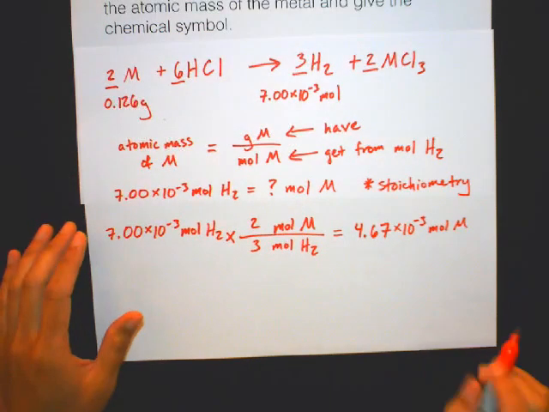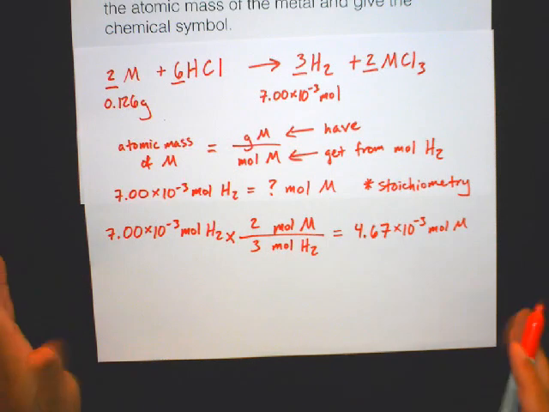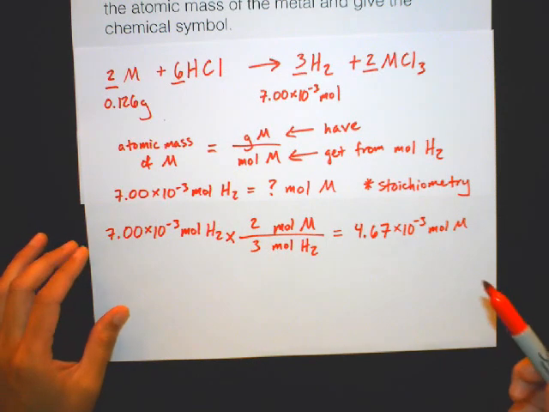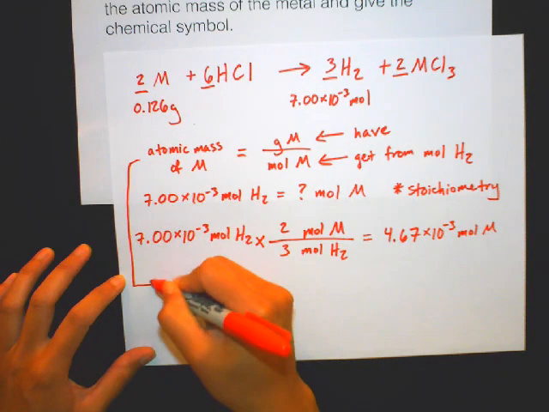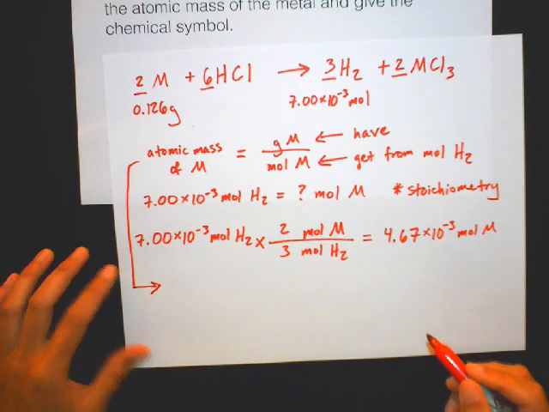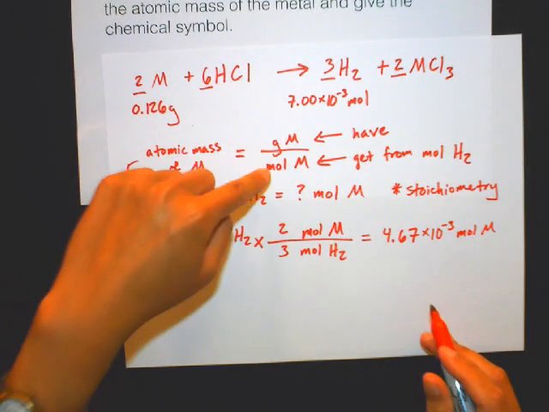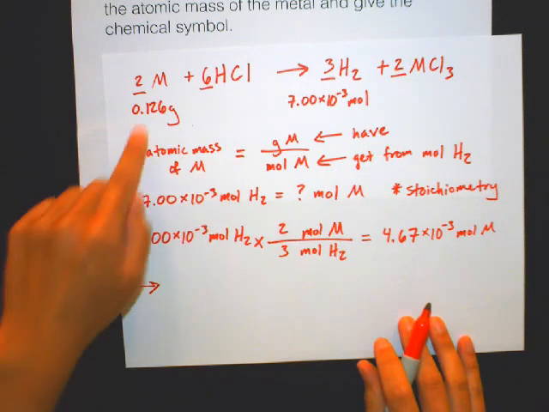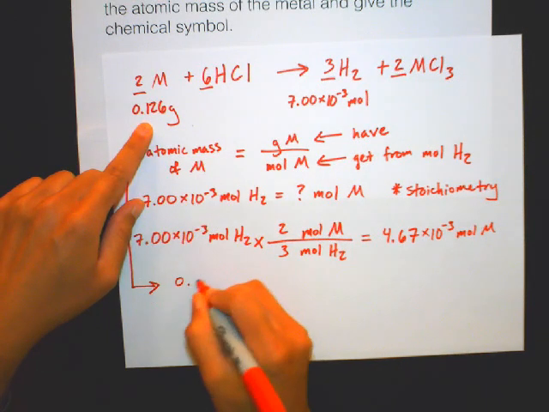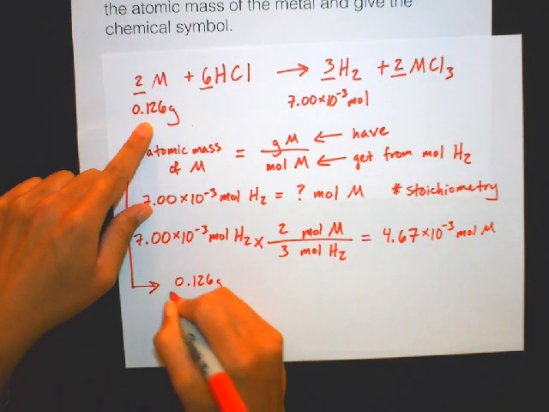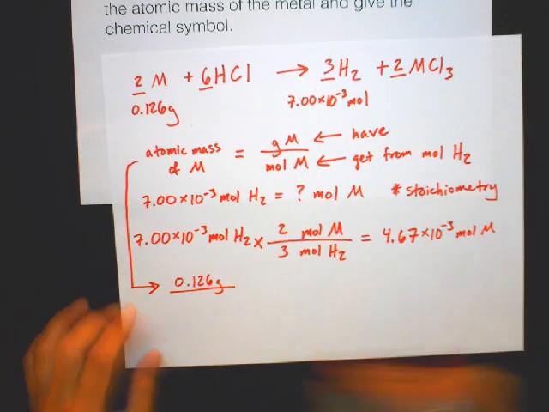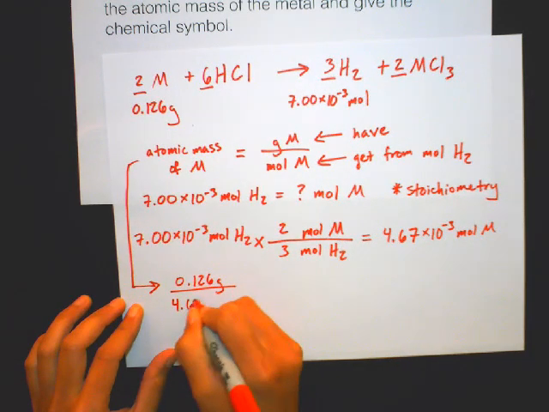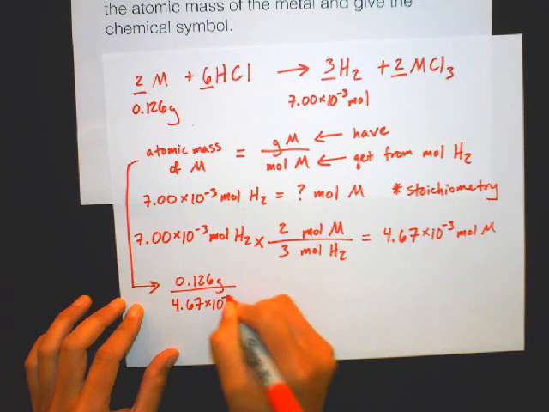Okay, so that was our stoichiometry step, but we haven't answered the question yet, which is what's the atomic mass and what's the chemical symbol. So now what we can do is just take our original setup for atomic mass, which we know we need grams divided by moles. So now we take our gram amount, and that whole stoichiometry process was to get the mole amount of M. So we put that on the bottom.